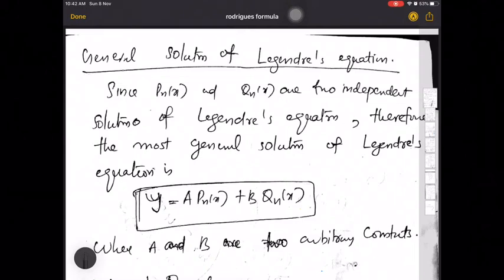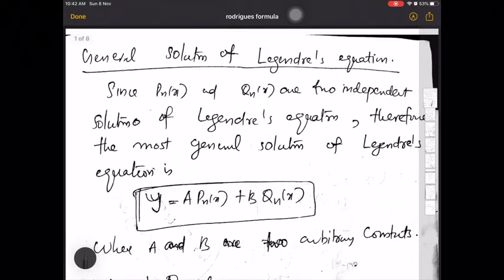We had seen that Pn of x is the solution of the Legendre equation. And we have Pn of x and Qn of x. These are two independent solutions of the Legendre equation. And we wrote the most general solution of the Legendre equation as y equal to a Pn of x plus b Qn of x. Okay, so this is the most general solution of the equation.